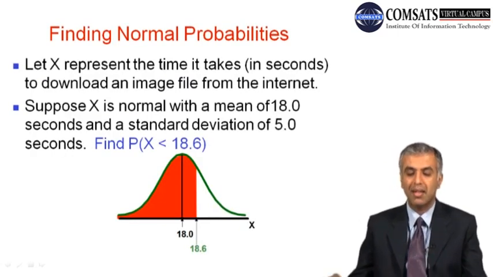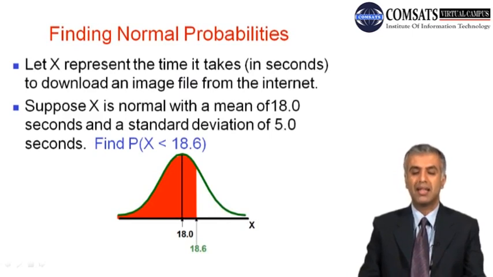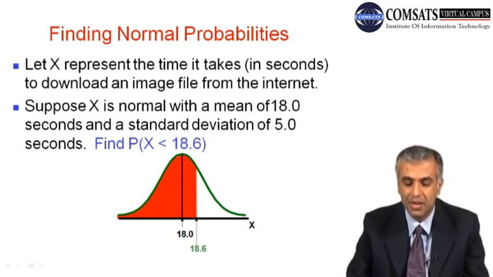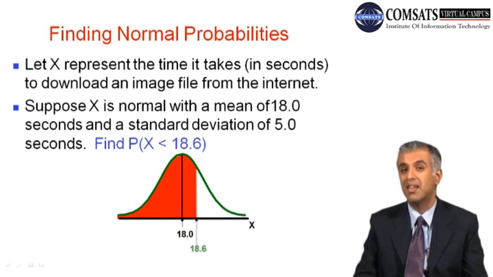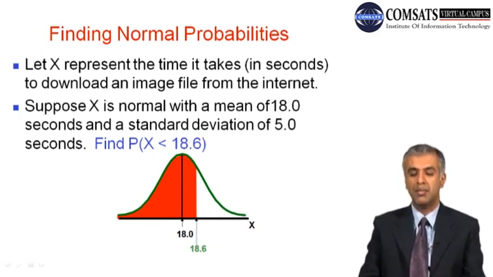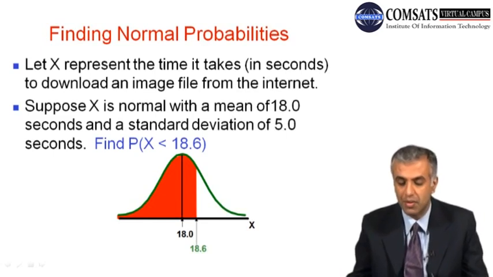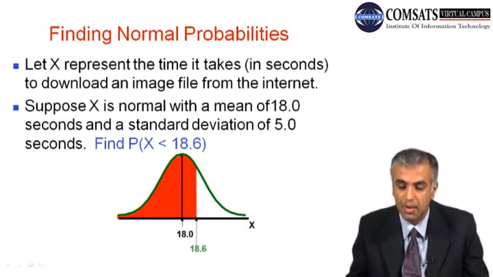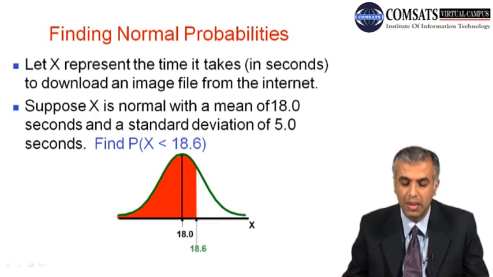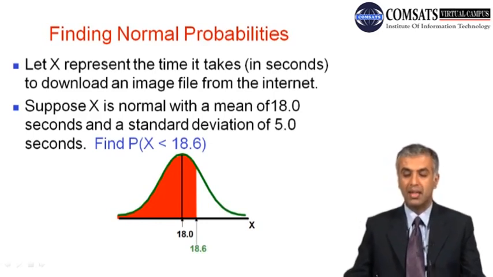So here we are taking another example in which x is supposed to be normal with a mean of 18 seconds and a standard deviation of 5 seconds. We are asked to find the probability that the values will lie below 18.6. We have drawn the diagram here, and you can see 18.0 presented as the mean, and 18.6 is a little bit ahead of that mean, from where we can easily draw the diagram.